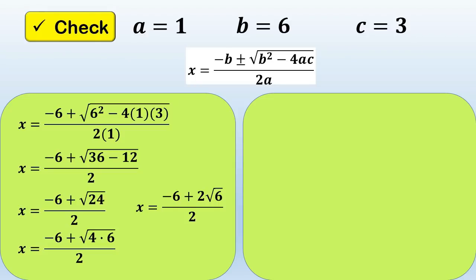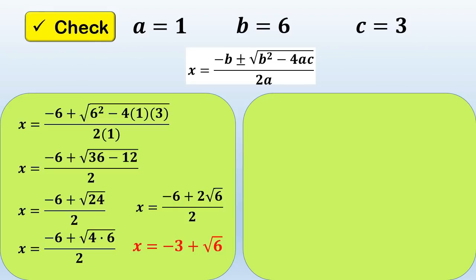Since we can't add the numerator, because one of the terms has a radical sign, what we're going to do here is to divide it. Since negative 6 is divisible by 2 and 2 is divisible by 2, let's divide it. So negative 6 divided by 2 is equal to negative 3 plus 2 divided by 2. So let's cancel it. So the answer is square root of 6. So therefore, the first root that we have here is negative 3 plus square root of 6.